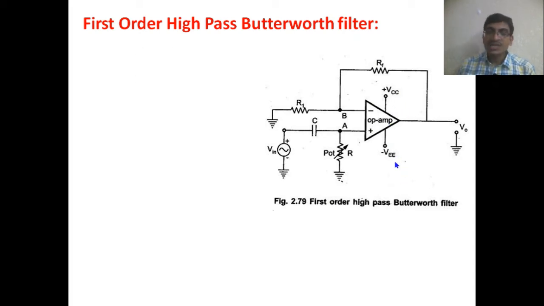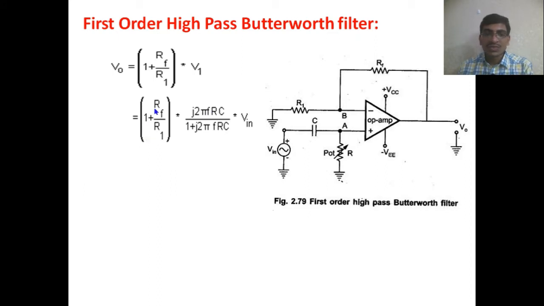So why it is called as a first order? Because we are using only one set of components, R and C components in this circuit. That's why it is called as first order high pass Butterworth filter. And the output voltage V0 is a multiplication of gain of this amplifier into the input voltage. Here the gain of operational amplifier in non-inverting configuration is 1 plus Rf by R1, and the input voltage to this amplifier is voltage at node A, which is treated as V1.